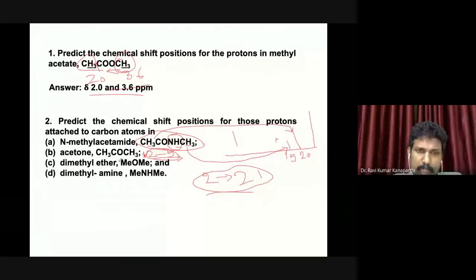Because you remember that anywhere a methyl is connected to a CO, it will be around 2, slightly above 2. But it can't be 3, or 5, or above 5. Certainly it can't.